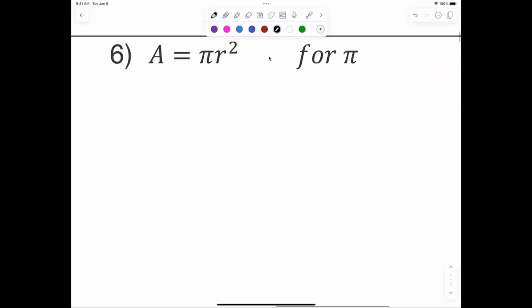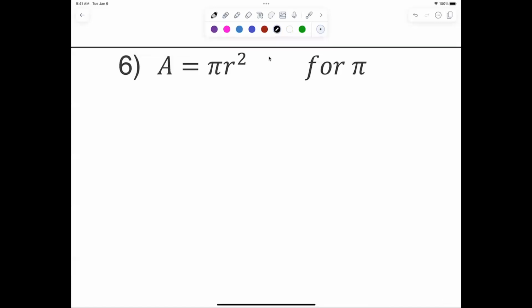Let's take a look now at number 6. The area of a circle is pi r squared, so I'm solving for pi. Underline what we're solving for. So what do I do? You divide by r squared. Do I want you to write divide by r squared down? No, it's not necessary. You understand math. You can just simply say A over r squared equals what? Pi. That's your answer. Pi is equal to the area divided by the radius squared.